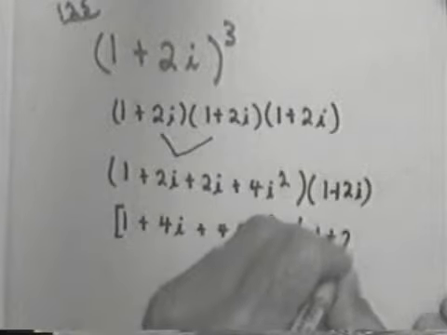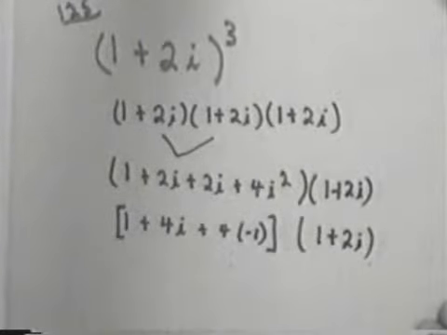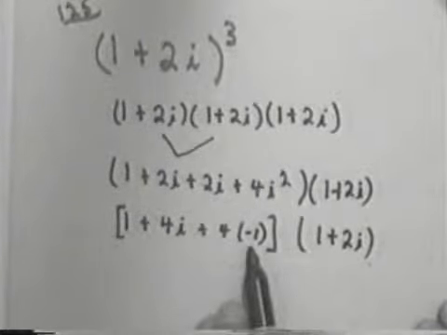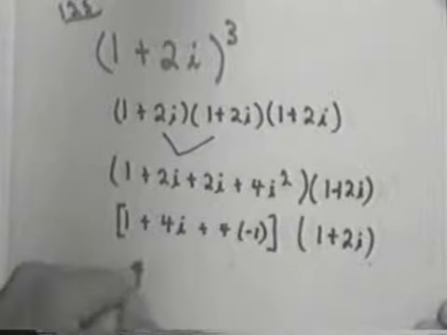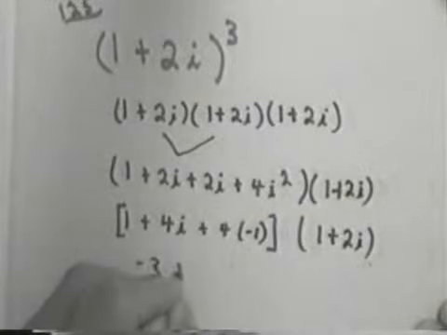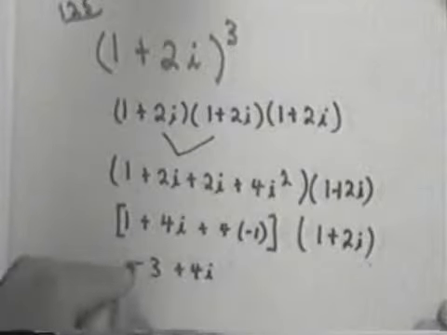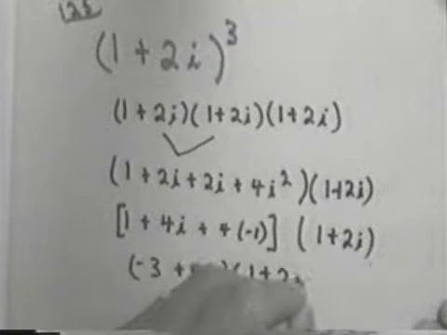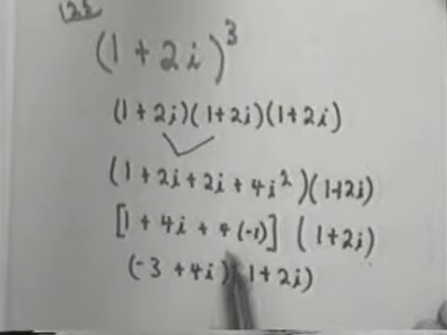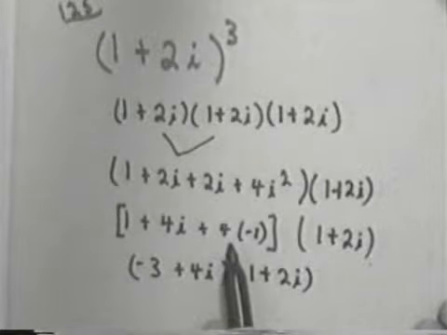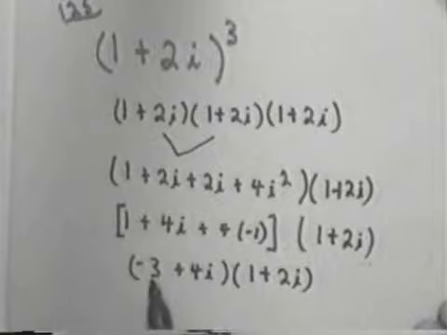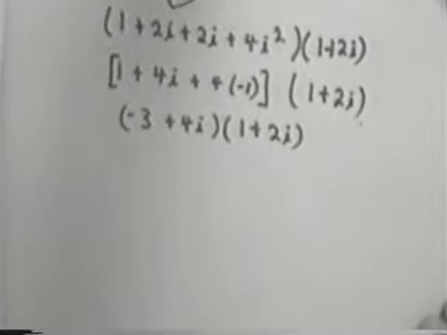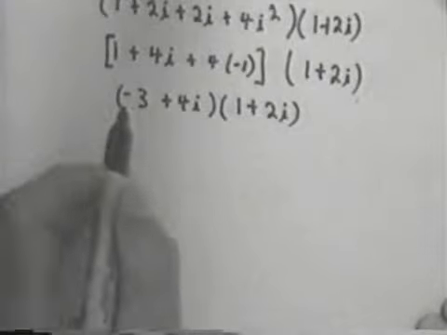times (1 + 2i). Now 4 times negative 1 is negative 4, so I'm left with negative 3 plus 4i times (1 + 2i). Again, 4 times negative 1 is negative 4. Negative 4 plus 1 is negative 3. Then I've got 4i. Now I use the FOIL method again on just these.